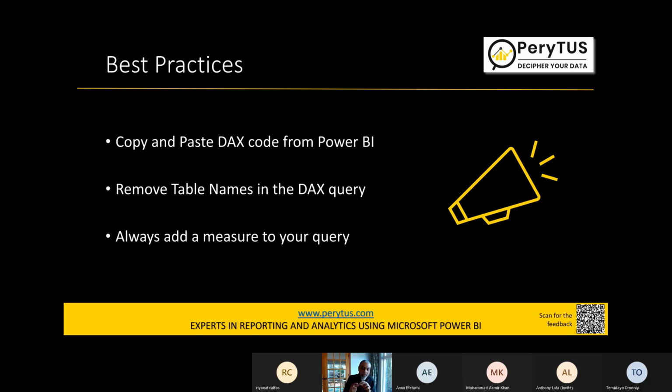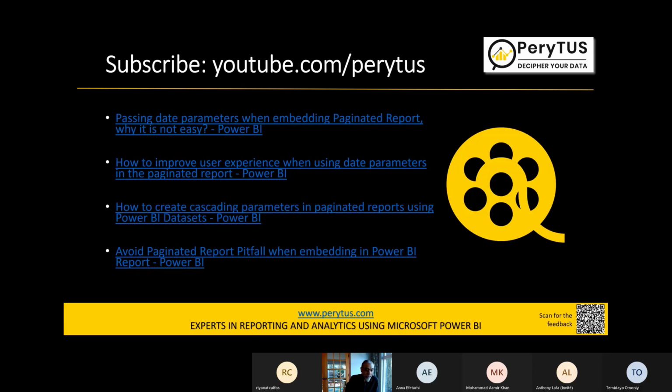The reason behind that is, if tomorrow, let's say I move the measure from table A to table B, and your Paginate report contains the table name, it will fail and it will not work. So if you remove the table name, then everything will work. And as I showed you guys, always add a measure to your query, because otherwise it would not work.